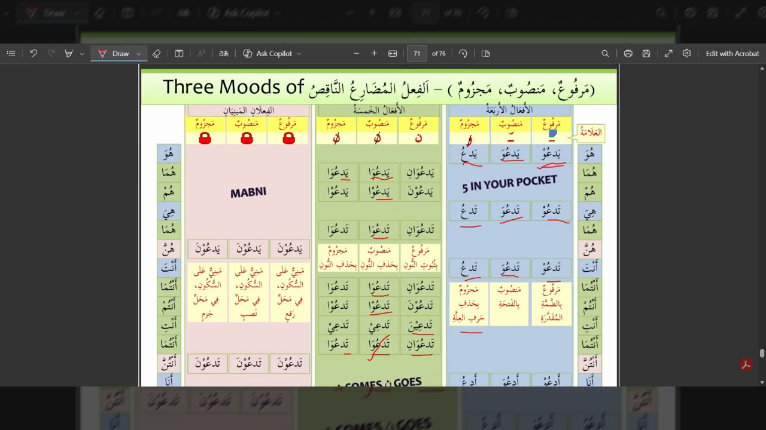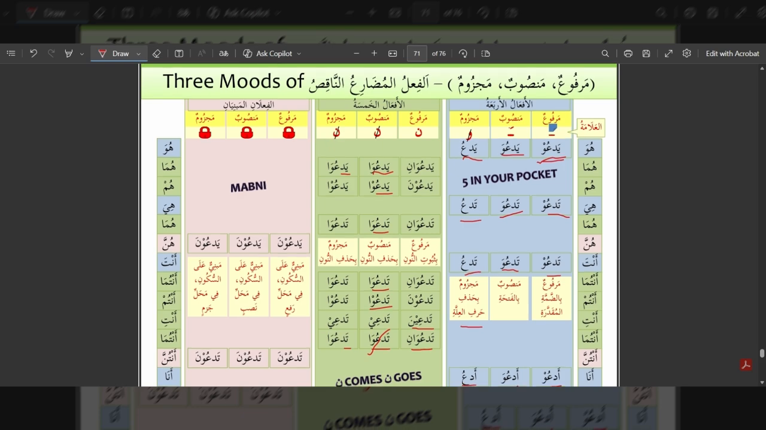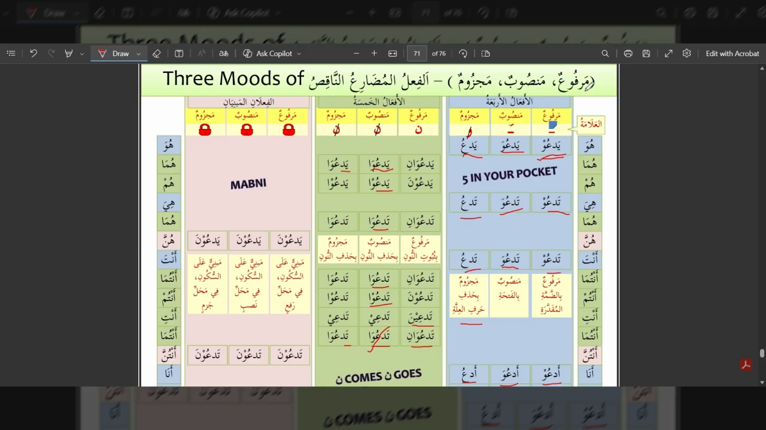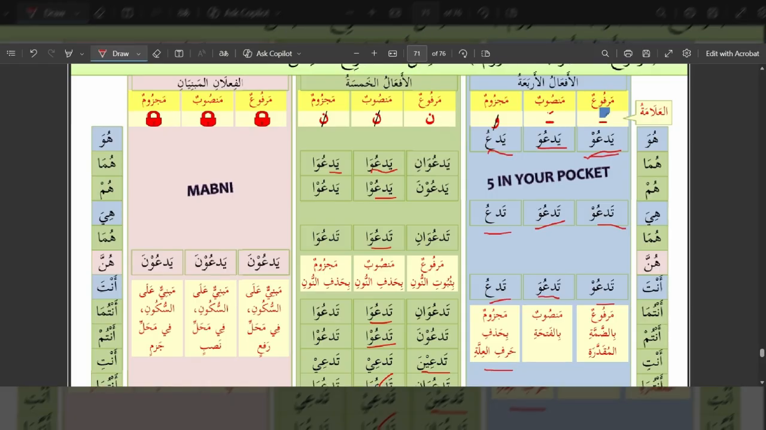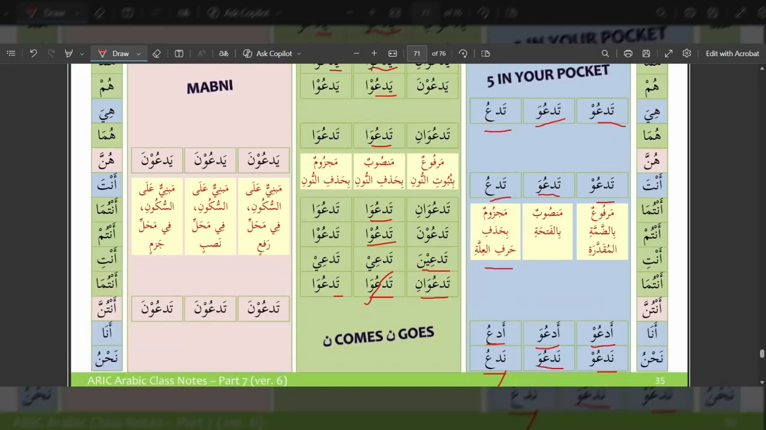Then let's go and discuss the three moods of the fi'al al-mudari al-naqis, which is a present tense verb, a weak verb, where the last root letter is a weak letter. In the three different forms, how it changes: marfu, mansub, and majzoom. So first, let's go to al-af'al al-khamsa, or as we have learned before, 5 in your pocket. So 5 in your pocket is the 5 main tenses which is huwa, hiya, anta, ana, nahnu.